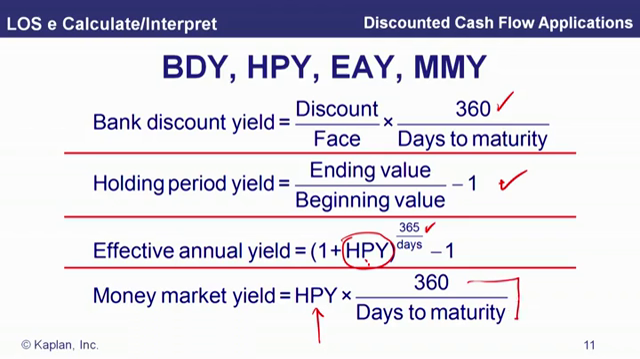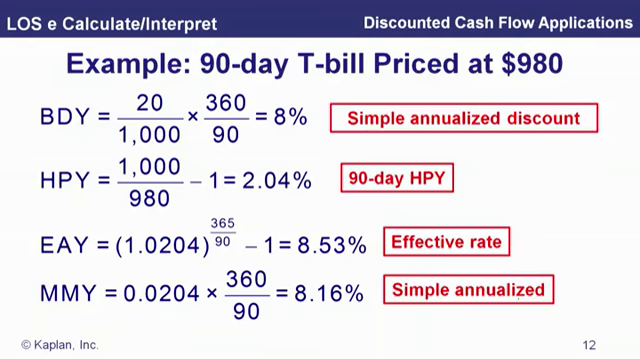So let's take a look at some numerical examples. Make sure you have these down. Our example here is a 90-day Treasury bill priced at $980. This bill will pay $1,000 at maturity. That's the face value. So first we start with the bank discount yield. The discount on this T-bill is 2%, $20 over $1,000.